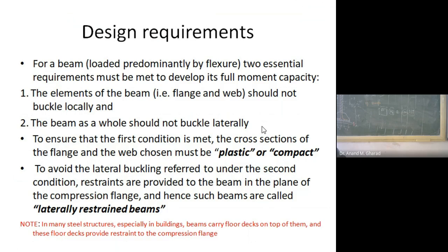Not only yield, even before yielding. जिसको हम factor of safety लगा के उसको और छोटा कर देते हैं. Over here, complete Mp value, plastic moment capacity, that has to be reached. So what are the requirements?